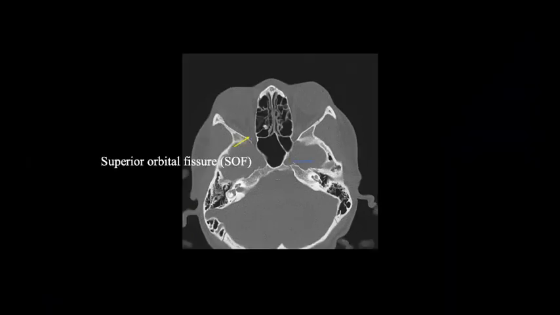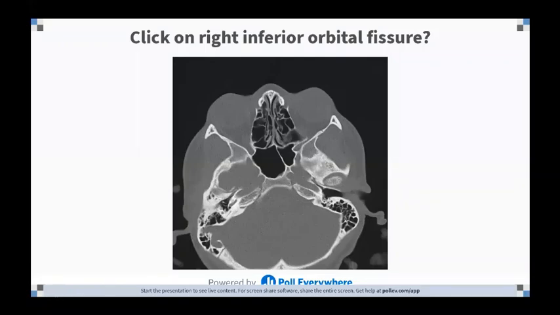Okay, so that's the superior orbital fissure. And then we have here the carotid canal. The areas here are the inner ear structures, so cochlea, vestibule, semicircular canal. So it doesn't have anything to do with the orbit. That's where the superior orbital fissure is. Okay, another case. Where is the right inferior orbital fissure?